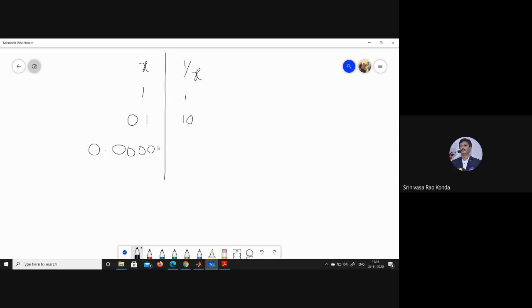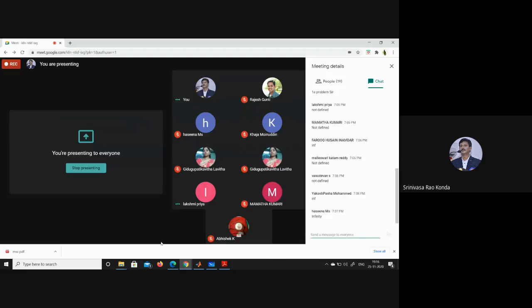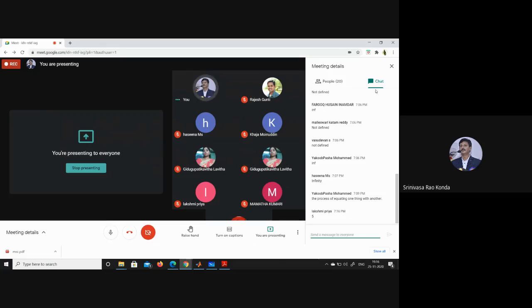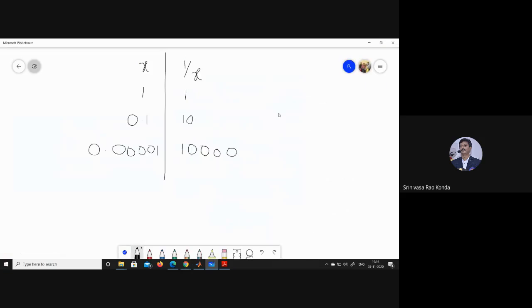It is 1 after 5 zeros. Okay, 1 after 4 zeros or 1 after 5 zeros? 4 or 5? 4, I think, no? 4 zeros or 5 zeros? 5 zeros, yes. Okay, this is the process of equating one thing with the other.